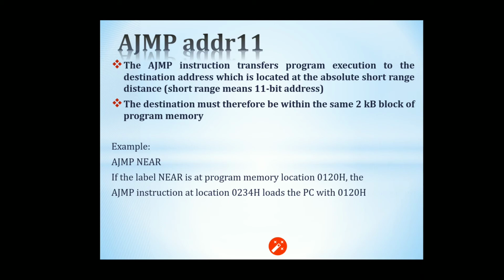AJMP address. The absolute jump instruction transfers the program execution to the destination address which is located at an absolute short range distance. Short range means 11 bits of address. The destination must therefore be within the same 2 kilobyte block of program memory. For example, AJMP near. If the label near is at a program memory location of 0120H, the absolute jump instruction at location 0123H loads the program counter with 0120H.